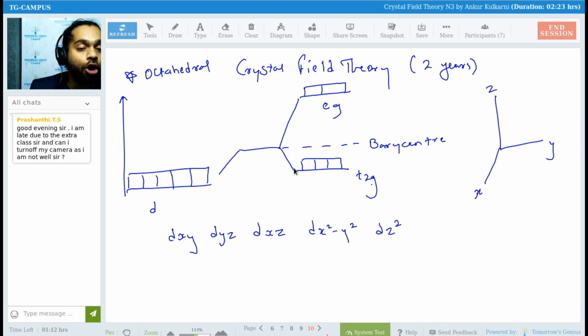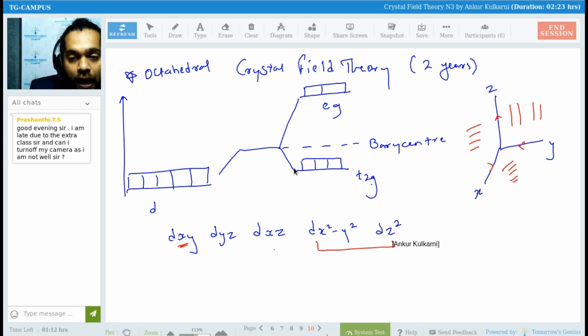These orbitals are in those planes. For example, dxy will be in the xy plane. dyz will be in the yz plane. dxz is in the xz plane. Are you getting it, everyone? Then you have x square minus y square, which is on the axis. dz square is also on the axis. So these two are on the axis, and these three are in the plane.